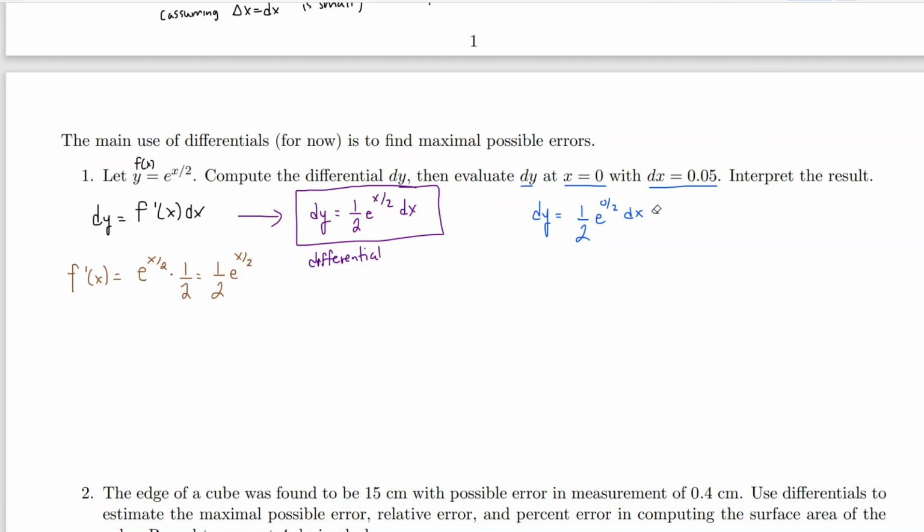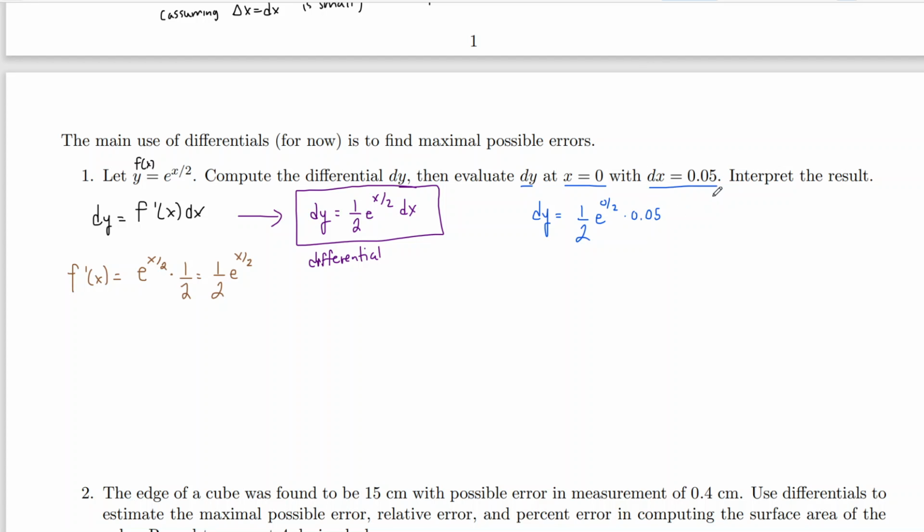And I guess I'm needing to actually plug this in to make more sense. So we can just do both at once. We don't need to plug in x in one step and dx in the other. dx is 0.05.